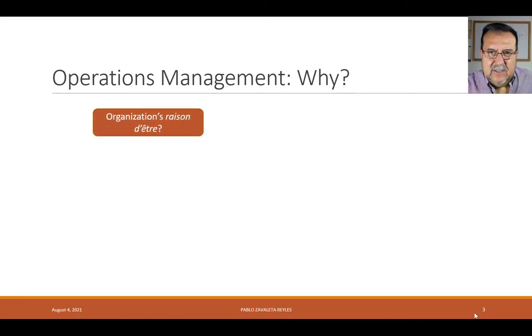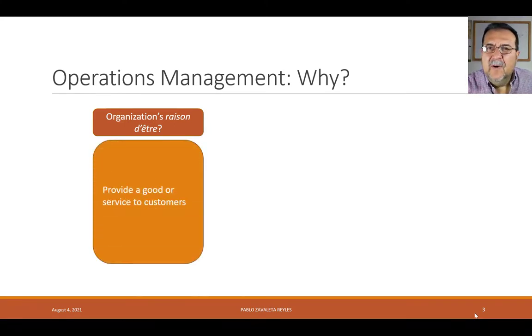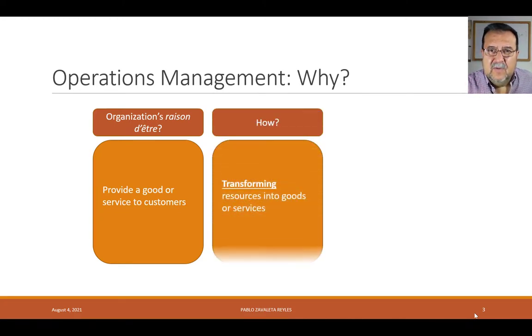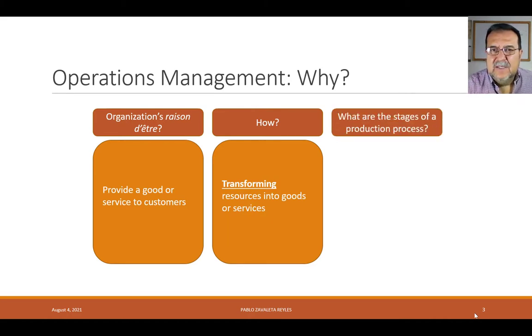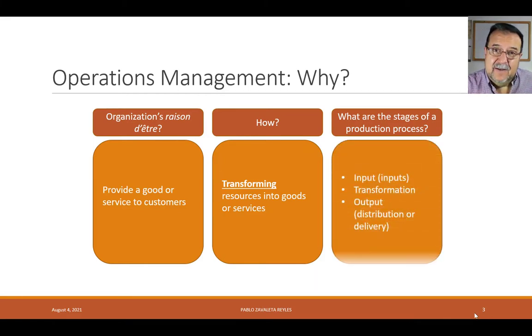Any organization has as its reason of being, or raison d'être, or mission, some people call it, to provide a good or service to its customers, to its clients. How do we do it? By transforming resources that we receive. And what are the stages of such a production process? Essentially, receiving the inputs, transforming them into the good or service, and then delivering the outputs to our clients.